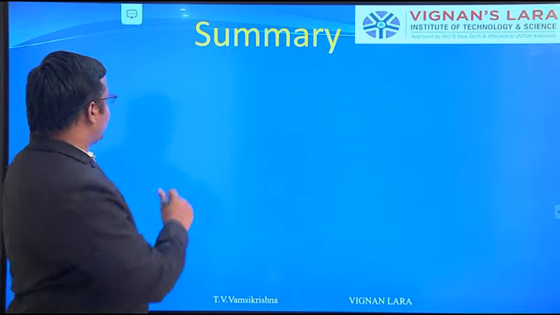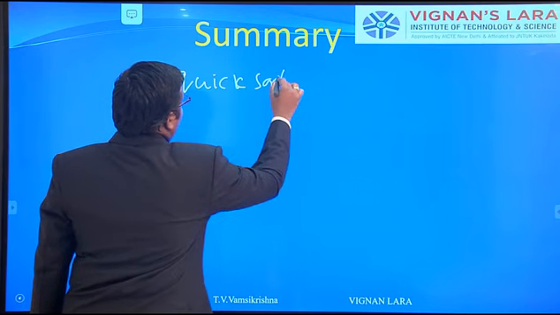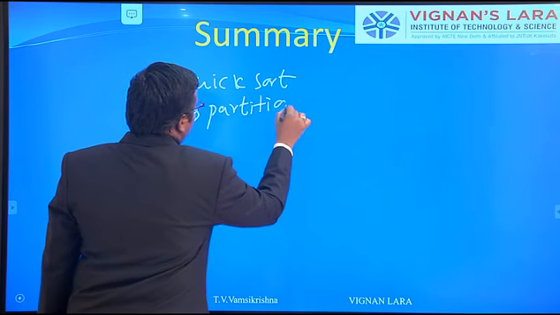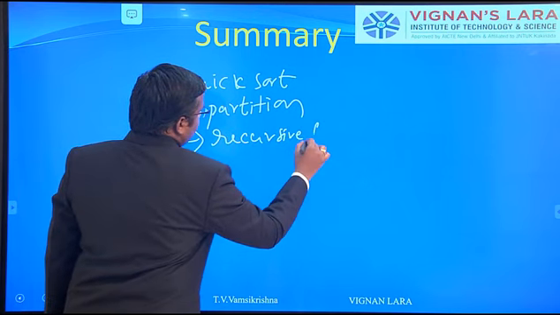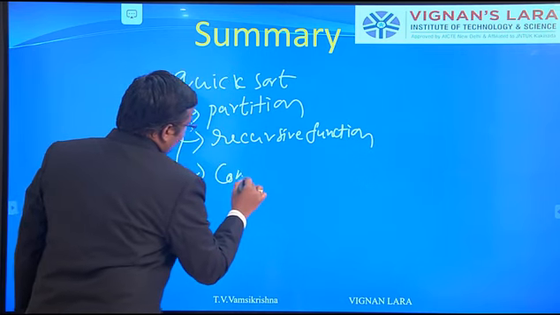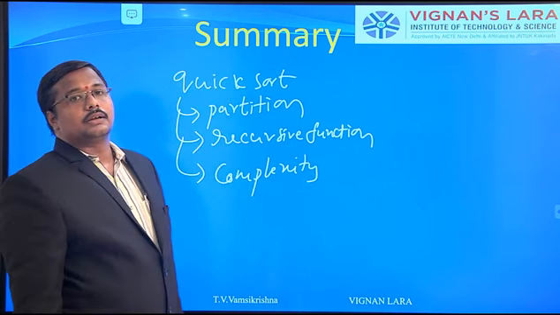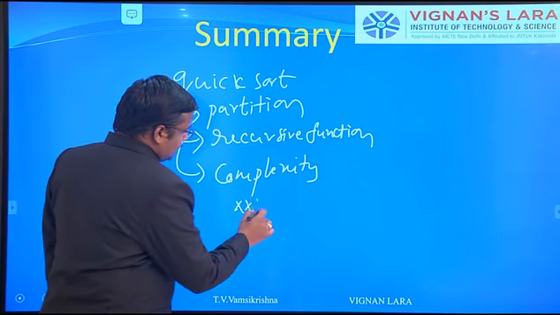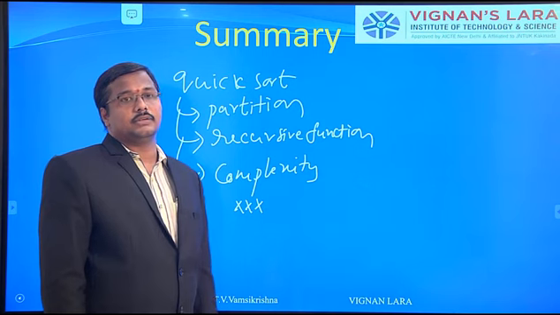So, summary. Here we have discussed quicksort. In quicksort, we explained two different kinds of functions: one is the partition function and the other is the recursive function. We explained the procedure for both, and then we computed the complexity of quicksort. This is a very, very important concept. Quicksort is a sure question in the external examination. Thank you.